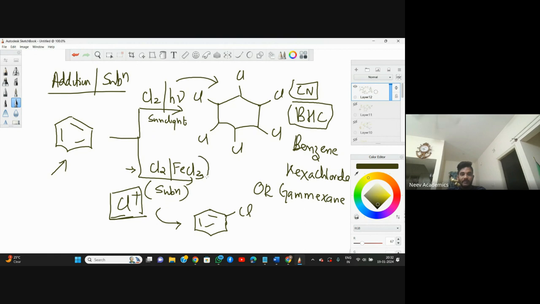So here I have learned AlCl3, FeCl3, FeBr3. Instead of FeCl3, you can use FeBr3. What is common about all of these I'm writing here, FeCl3, FeBr3, AlCl3? They are Lewis acids. I will tell you the role of these Lewis acids when we talk about substitution reactions. These are two important reactions.